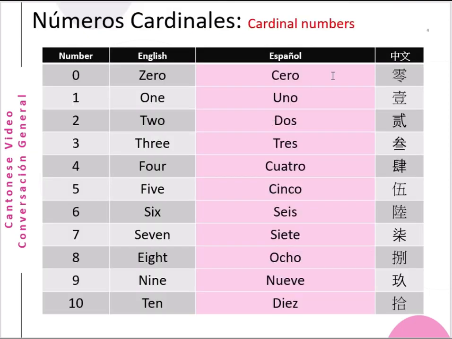Números cardinales. Cardinal numbers from 0 to 10. 0, 1, 2, 3, 4, 5, 6, 7, 8, 9, 10. Now counting up again, and then counting down: 10, 9, 8, 7, 6, 5, 4, tres, dos, uno, cero.